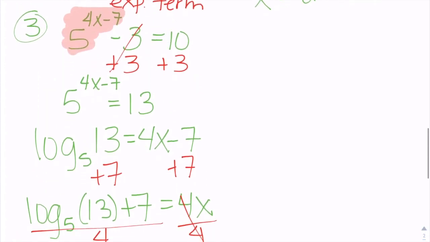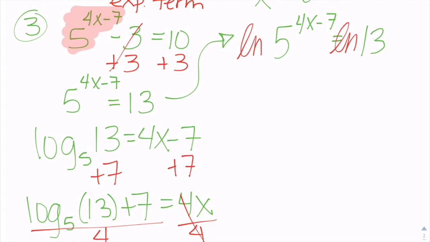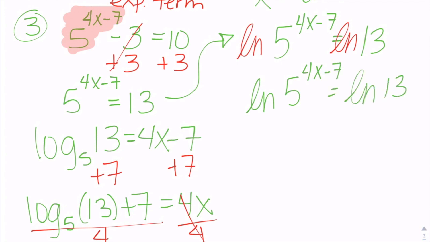Now let's solve this taking the natural log of each side. So we're going to start from where we isolated our exponential term. So we have 5 to the 4x minus 7 equals 13. Now I'm going to take the natural log of each side. So now I have the natural log of 5 to the 4x minus 7 equals the natural log of 13.